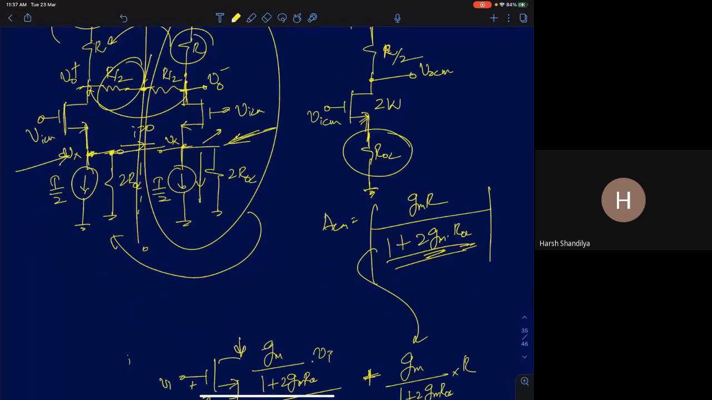Differential gain can be both positive or negative. You have to look at the circuit and figure that out. Common mode gain depends on the architecture. It can be positive. But as I said, the more important thing is the magnitude itself. The magnitude of the gain is more important to us.